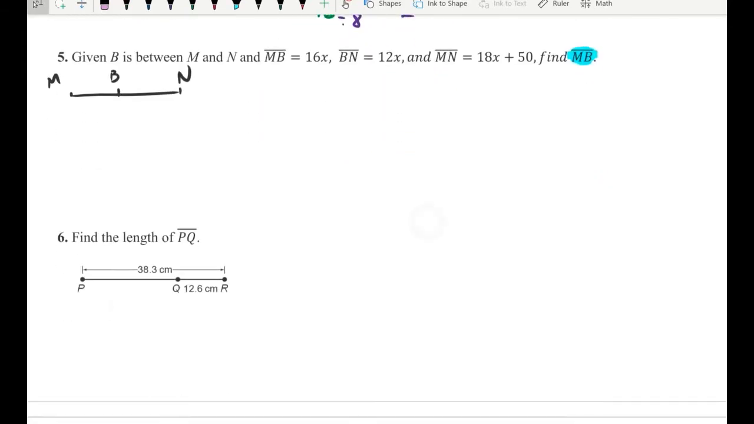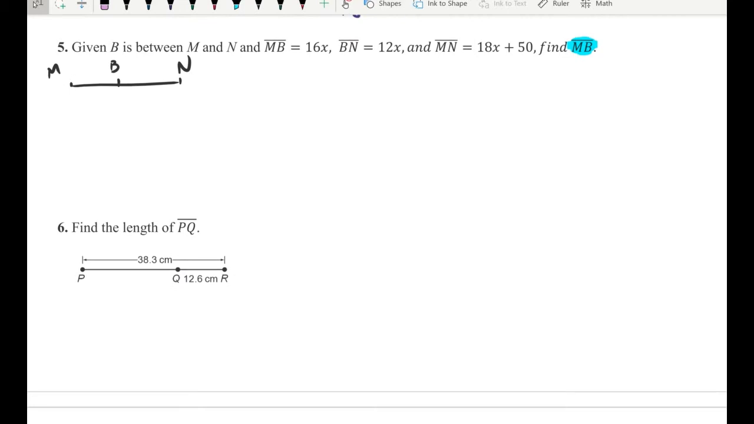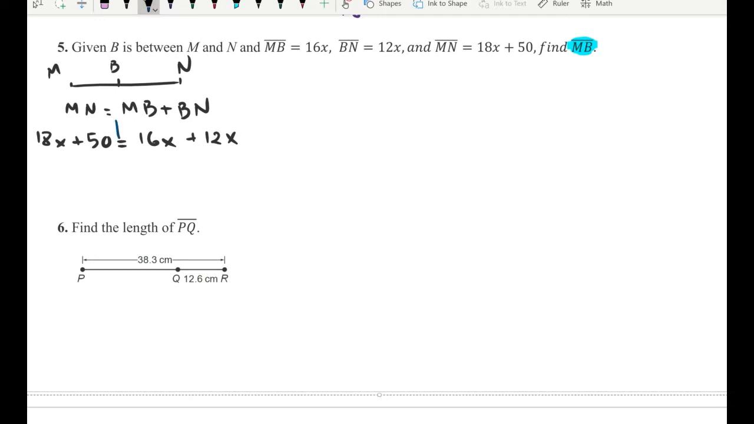By the betweenness property, we have MN equals MB plus BN. MN is given as 18x plus 50. MB is 16x. BN is 12x. Next we solve this equation. First I'm going to combine like terms. 16x plus 12x gives me 28x, and bring down 18x plus 50.